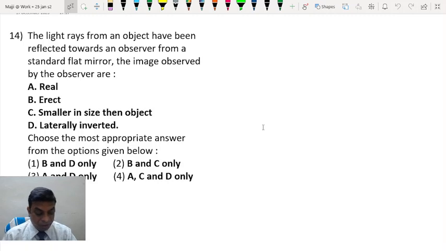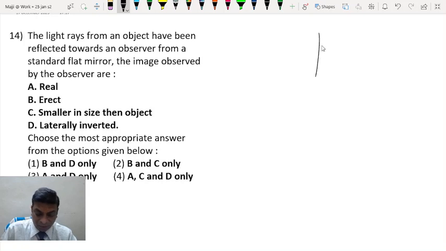The first question is: light rays from an object have been reflected towards an observer from a standard flat mirror. The properties of the image observed by the observer, okay? Not the image, the properties of the image. Now, this is a very simple question.